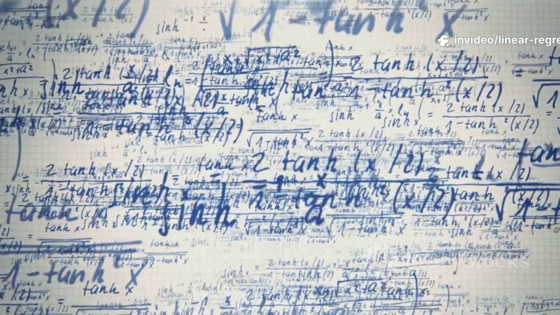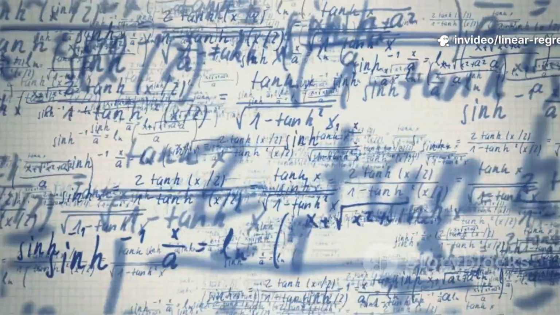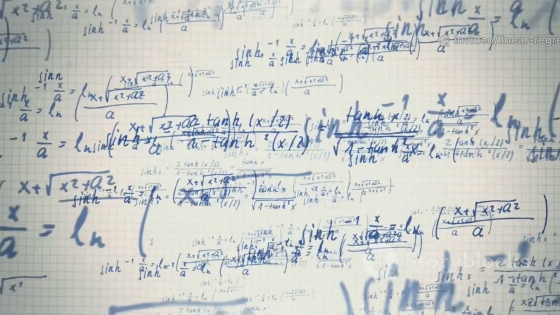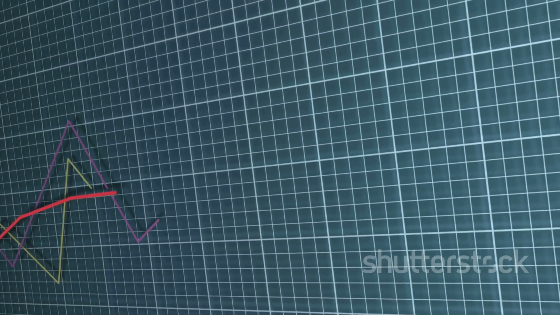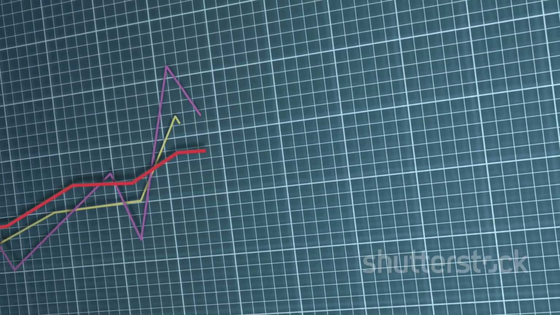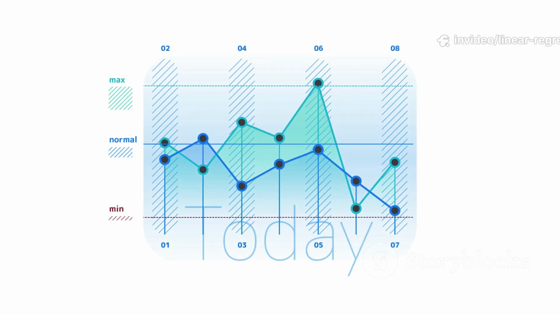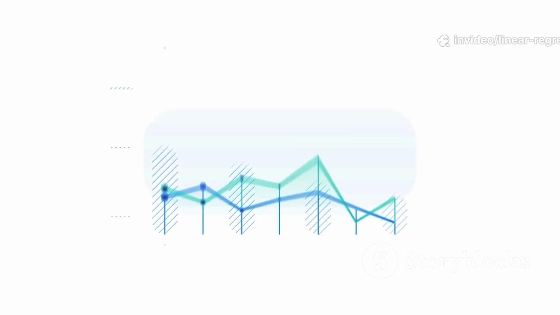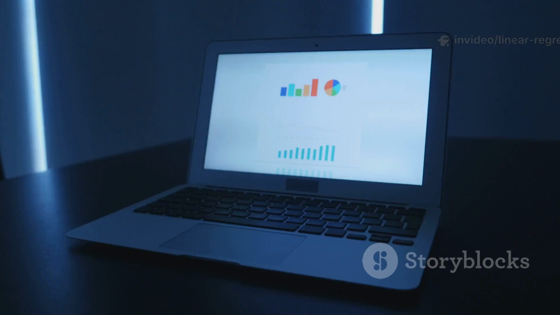So how does the algorithm find the best weights and bias? It uses something called ordinary least squares, or OLS. All that means is it tries to minimize the sum of the squared errors between its predictions and the actual values you have. Imagine drawing the line so that, overall, it's as close as possible to all the points on your scatter plot. But here's the catch.